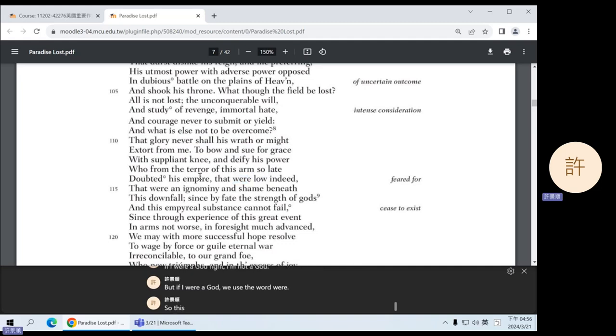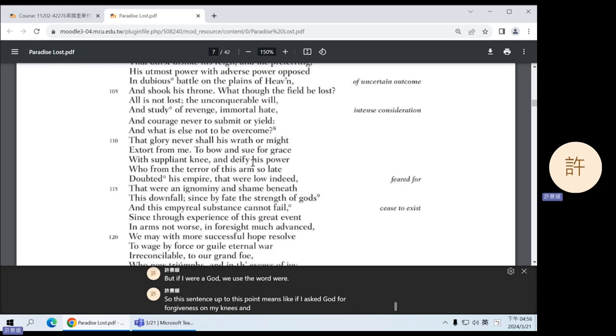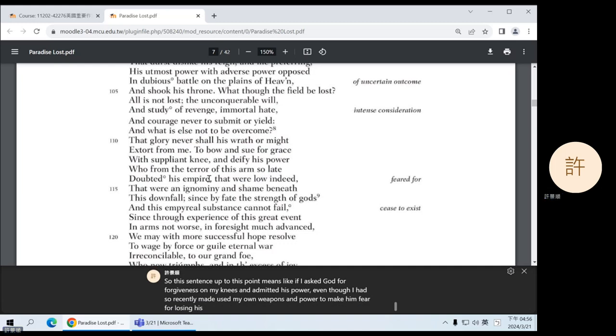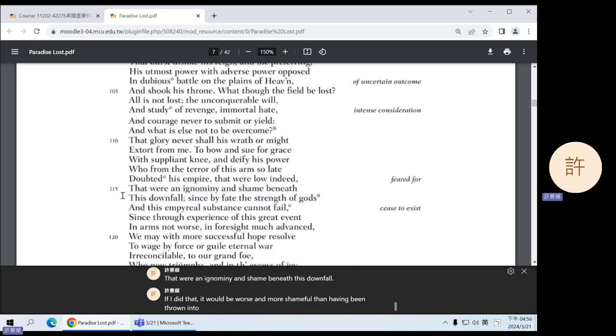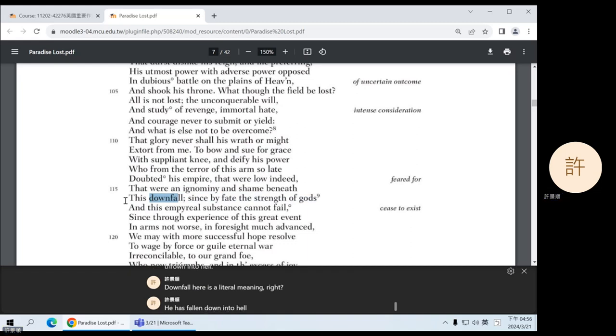So this sentence up to this point means, if I asked God for forgiveness on my knees and admitted his power, even though I had so recently used my own weapons and power to make him fear for losing his empire, if I did that, it would be unworthy of me. It would be low of me. That were an ignominy and shame beneath this downfall. If I did that, it would be worse and more shameful than having been thrown into hell. Downfall here is a literal meaning, right? He has fallen down into hell. Ignominy just means it's a stain on his reputation. It's shameful.